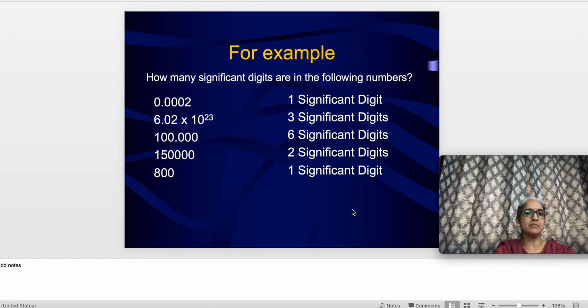100.000, the zeros are after the decimal and therefore they are significant. However, in 150,000, the fourth example, all the remaining are placeholders, because if you had changed the unit, you would have got a different number, correct? And therefore, only 1 and 5 are the significant digits here. Similarly, in 800, only 8 is the significant digit.